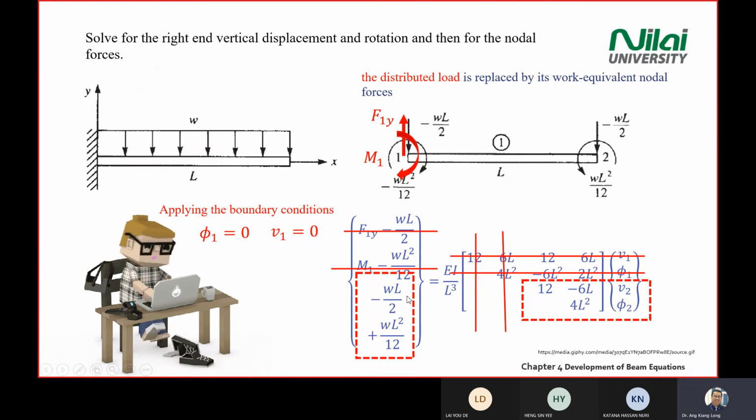The first equation: negative WL/2 equals EI divided by L cubed times 12 V2 minus 6L rotation 2. The second equation, you do the same. So you only have 2 equations. Right? Does anyone not understand when I say you only have 2 equations to solve? Are you not able to see it? Okay? Stop me now and ask me a question.